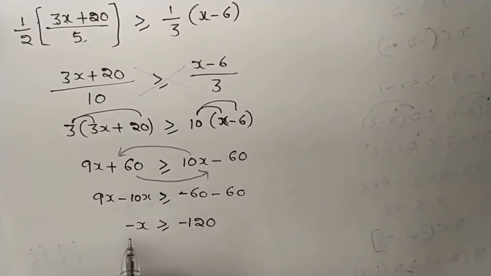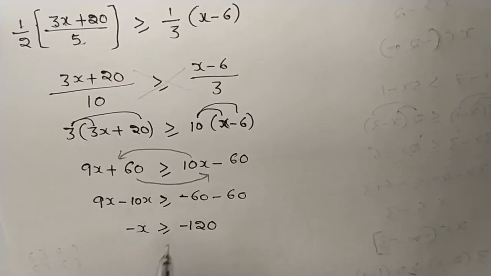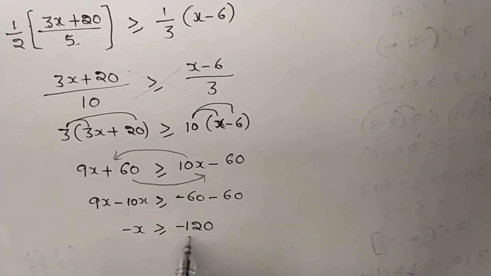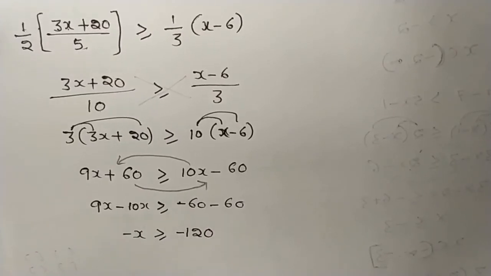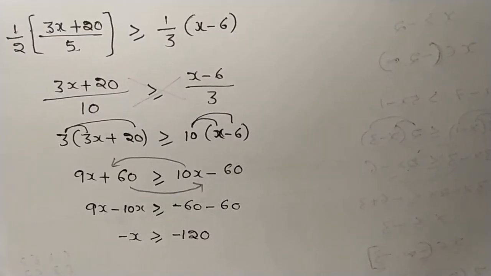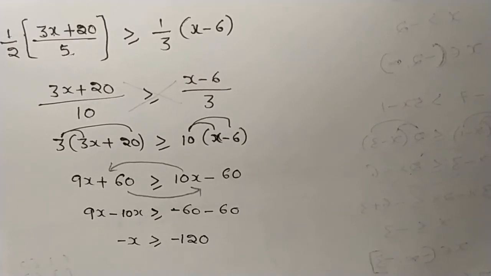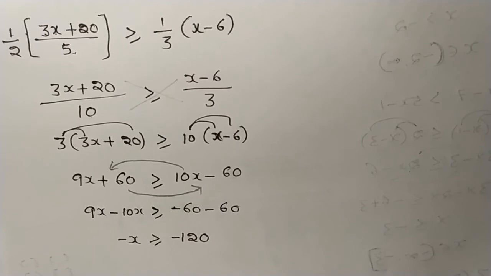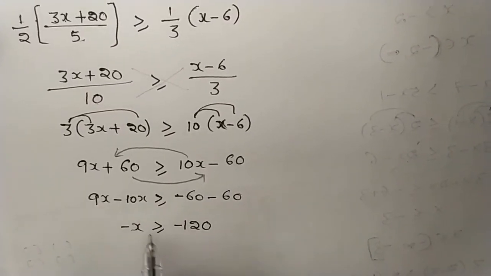If we want plus x, then we have to multiply both sides with minus. If we want positive x, then we have to multiply minus on both sides. Then you just recall the third rule of solving the inequality. What does the third rule say? If we multiply or divide with a negative real number, then the inequality changes in its direction. So here we are multiplying with negative 1.